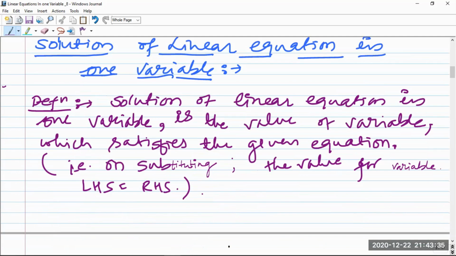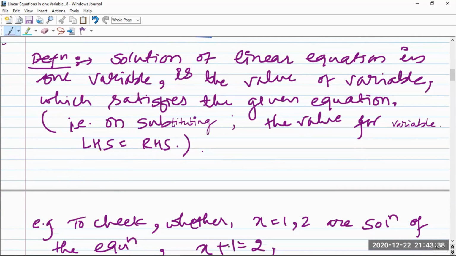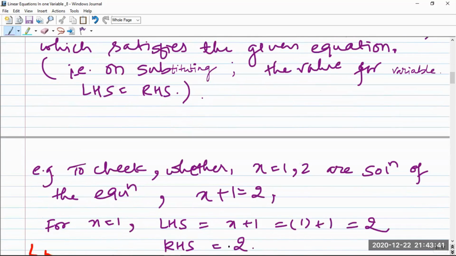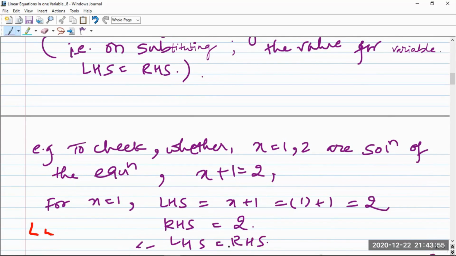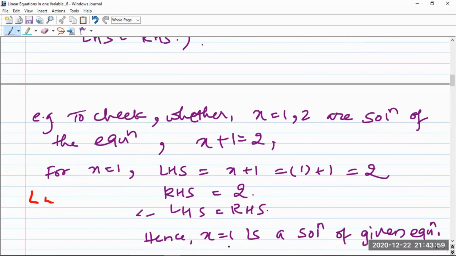Let us see an example. To check whether the given values of x, say x equal to 1 and x equal to 2, are solutions of the given equation x plus 1 equal to 2, what do we need to check here? We need to substitute the value of x as 1 in the given equation, in the LHS, and check whether it is the same as the RHS. Here the LHS is x plus 1 and the equation is x plus 1 equal to 2. So on substituting x equal to 1, x plus 1 means 1 plus 1, which is equal to 2, the same as the RHS.